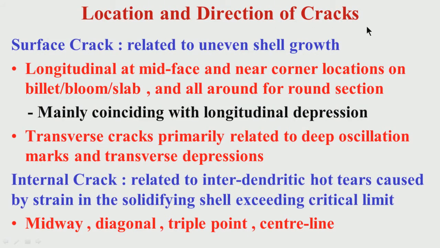So, I have mentioned the location and direction of cracks. These cracks are after all forming because the strain in the solid shell exceeds the critical limit. So, that is what we have to remember. If during continuous casting we have a smaller amount of strain on the solid shell, the probability of crack formation is less, the possibility of formation of crack will be low. So, relatively the cast product will have good quality, it will be free from cracks.